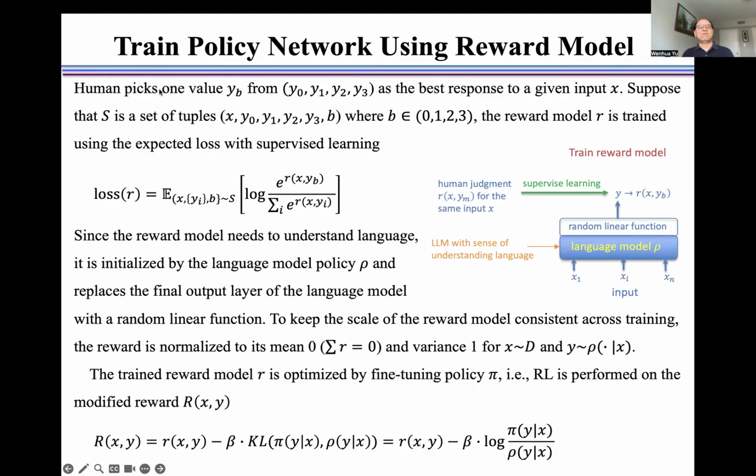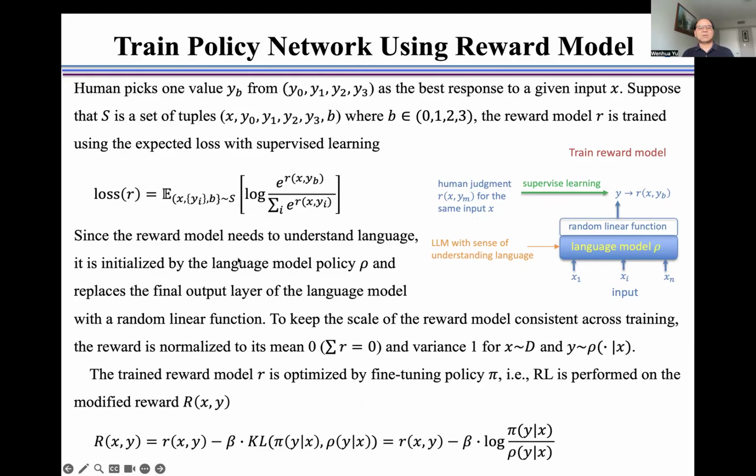A human picks one value, Yb, from Y0 to Y3 as the best response to a given input X. Suppose that S is a set of tuples where b is 1, 2, 3, or 0. The reward model R is trained using the expected loss with supervised learning, as shown here, and in this figure.